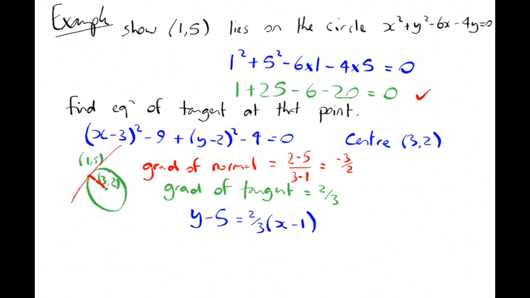Don't like that fraction, so I'm going to times through by the 3. I get 3y minus 15. I'm also going to multiply through by the 2, so I get 2x minus 2. I'm going to tidy this up a little. 3y equals 2x plus 13. Everything's positive, we're all happy.